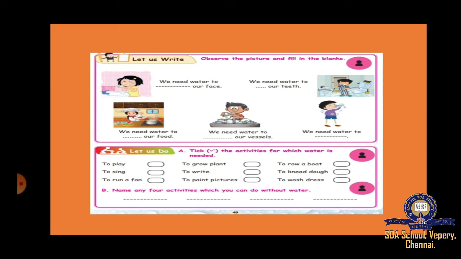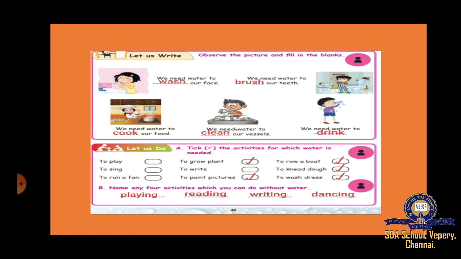Next, I have given this assignment, right? We need water to wash our face. So the answers are to wash our face, to brush our teeth, to cook, to clean and to drink. And then which are the activities for which water is needed? To grow plants, to paint pictures, to row a boat, to knead dough, to wash dress. And activities which do not need water: playing, reading, writing, dancing, whatever it is.